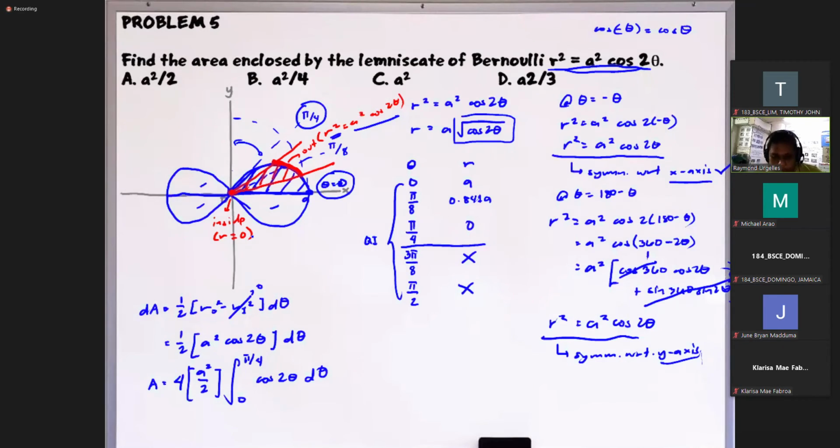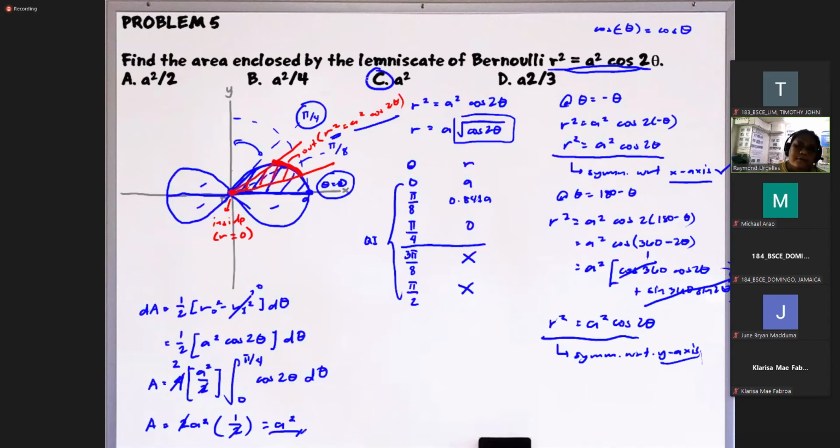Okay, so we have integral ng cosine of 2 theta. Diba? So this is from 0 to pi over 4. Okay. So tapos dito 4 divided by 2 is 2, so i-cancel ko na to. So then this is equal to 2a squared, so then this is multiplied by, okay, this is 1/2. No? Okay? Nakaba? So kaya magka-cancel to. So makikita natin na equal lang siya sa a squared.